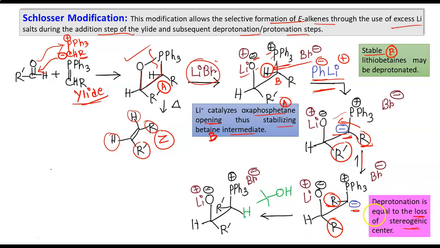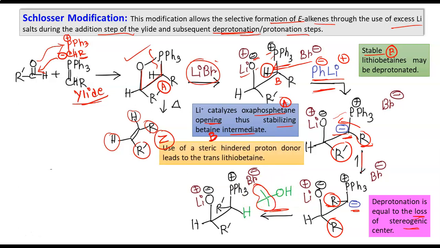Next, what we are doing now is protonation. Look here what is written: first deprotonation, then protonation. For protonation we are using a sterically hindered proton donor. This is actually tertiary butanol. This is the tertiary butyl group and this is tertiary butanol. Use of a sterically hindered proton donor will lead to trans-lithiobetaine. So this hydrogen will be attached to this carbon.